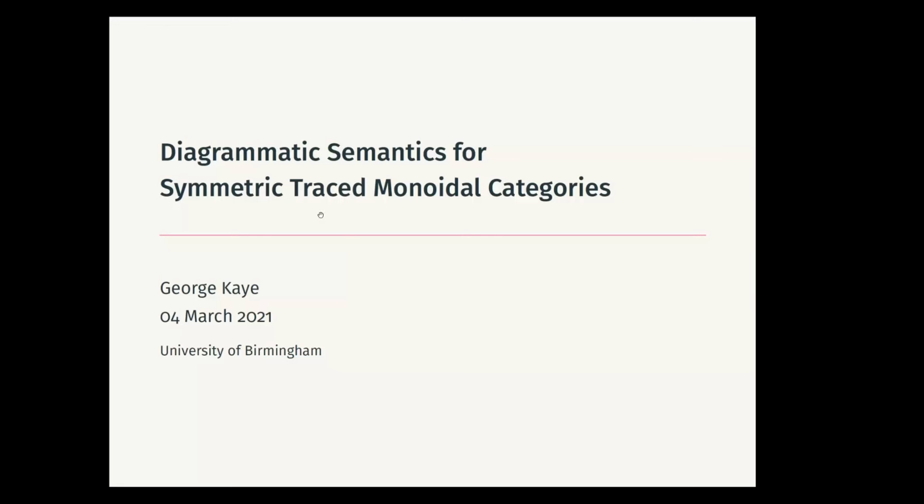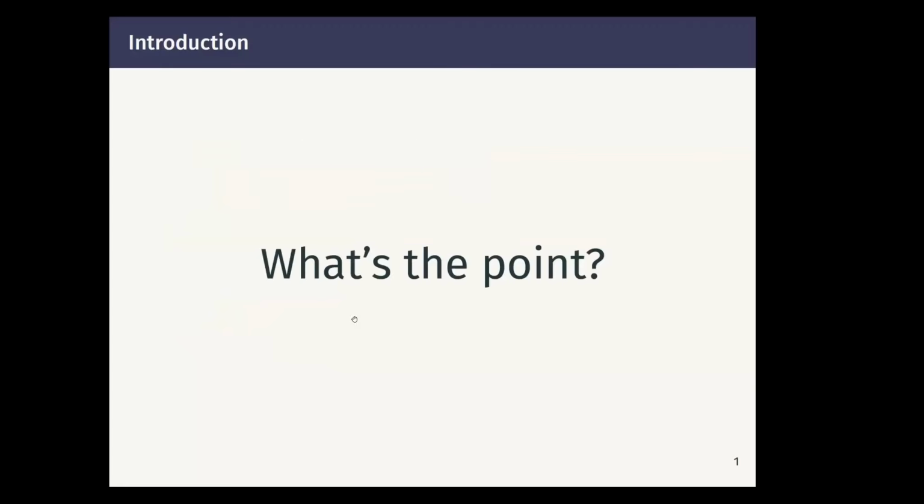But today I'm going to be talking about diagrammatic semantics for symmetric traced monoidal categories. And that might sound a bit scary, but I'll explain everything as we go along. So first of all, what is the point? Why do we care about these categories? Like, category theory is just abstract nonsense, right? Surely there's no actual reason we need to use it.